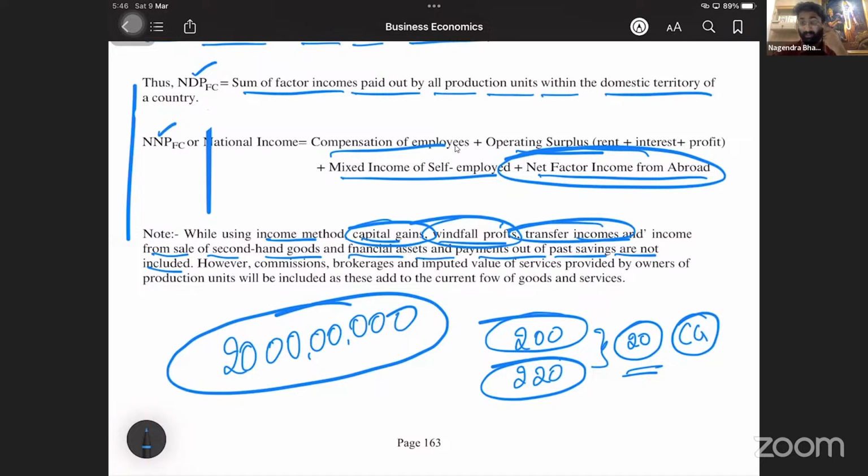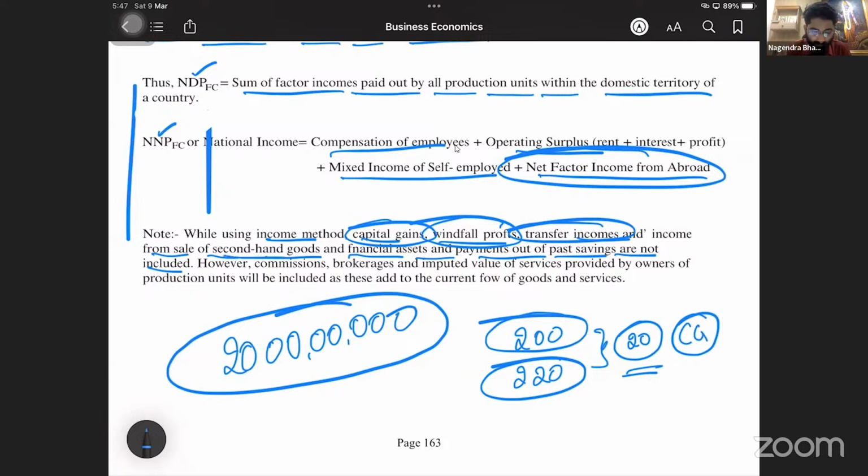Sir, what are transfer payments? You are not doing any work, still you are getting money. Nothing but the government gives, sometimes the government gives freebies. Those freebies are nothing but transfer income, transfer payment. You are not doing any work, but still you are getting money. That is called transfer payment or transfer income.